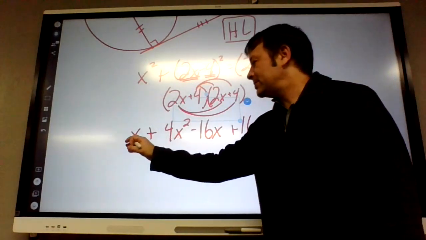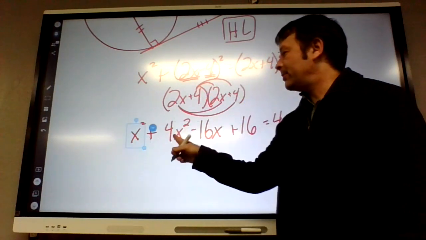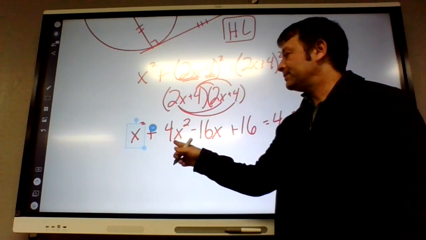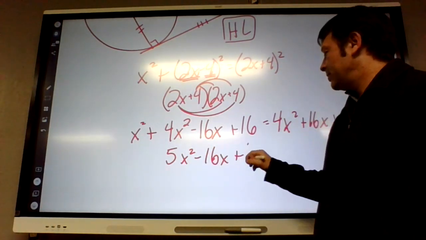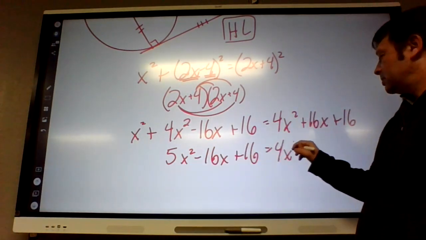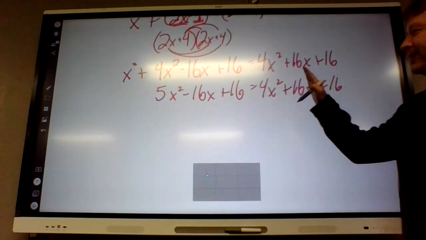Okay, let's start right here though. What's x squared plus 4x squared? 5x squared. Write the whole thing over again, just kidding.